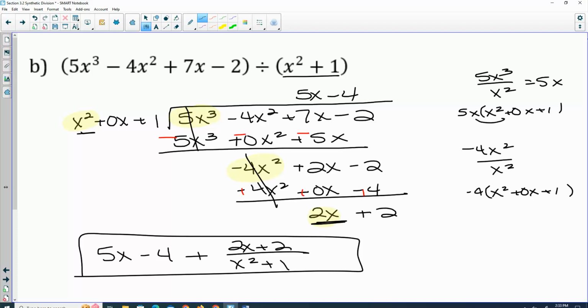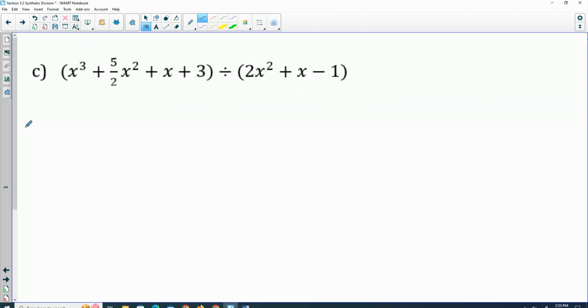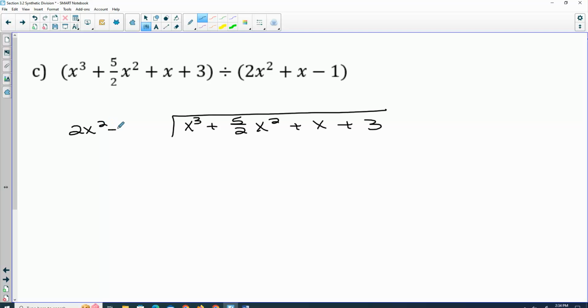Alright. Probably not your favorite, but are you guys catching on? Okay. We're going to do one more long division. So, underneath we have our x cubed. I made an extra special problem for us. 5 halves x squared, x plus 3. Outside, 2x squared plus x minus 1.